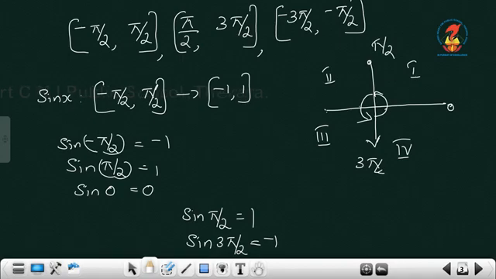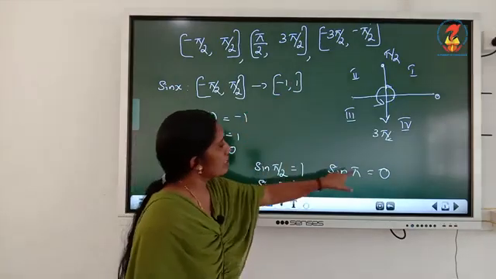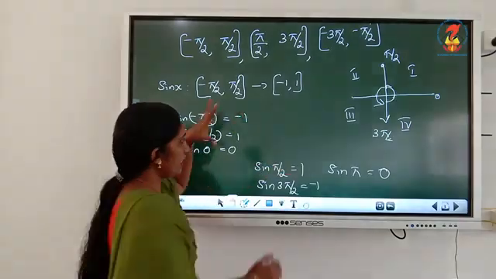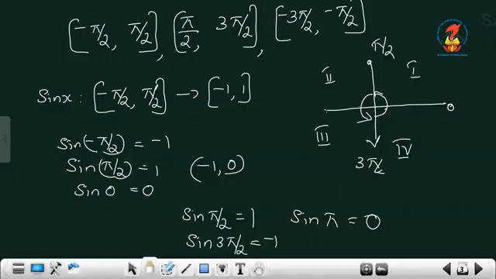So we get these two extreme values. Then here at this point, what is that point? Sine pi, 180, that value is 0. So look, we get minus 1, 1, 0. Then between minus 1 to 0, that negative side we get from this quadrant, and 0 to 1 is possible in the first quadrant.